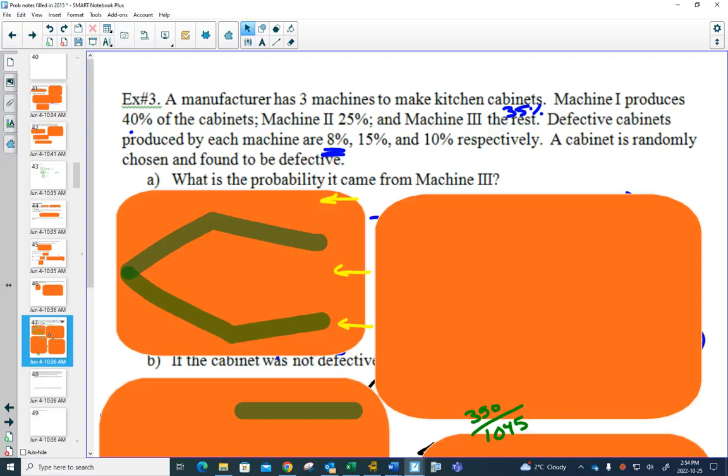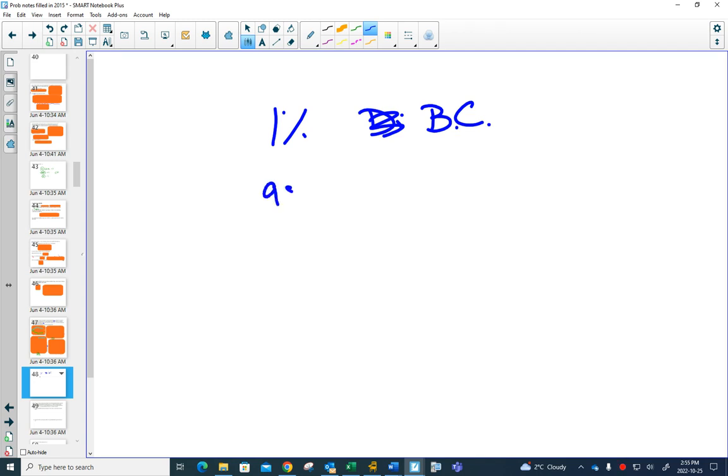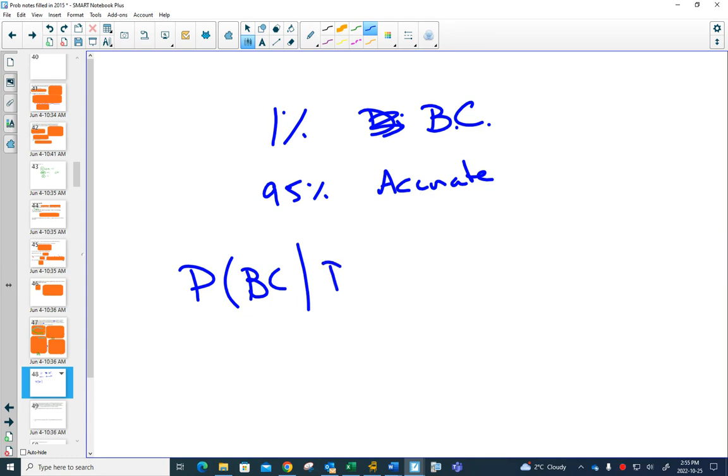So here we go. 1% is known to have this bad chromosome called BC. Okay? The test is 95% accurate. And you want to find what's the probability you have bad chromosome given you got a positive test for it. This is what we're solving.